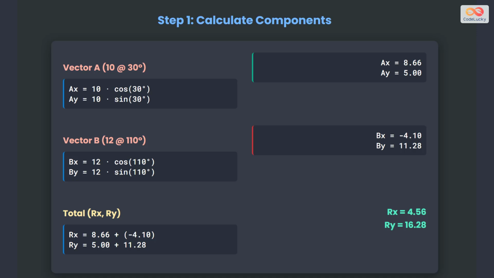Step 1 is calculation. For vector A, we use cosine 30 for the x part and sine 30 for the y part. We do the same for vector B with 110 degrees. Notice that the x component of vector B is negative because 110 degrees points into the second quadrant. Adding these columns gives us a total Rx of 4.56 and a total Ry of 16.28.